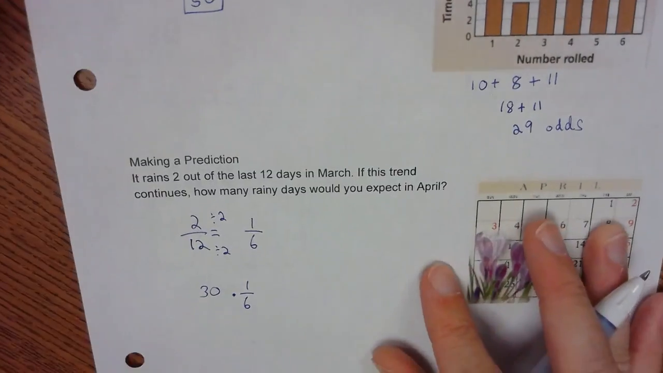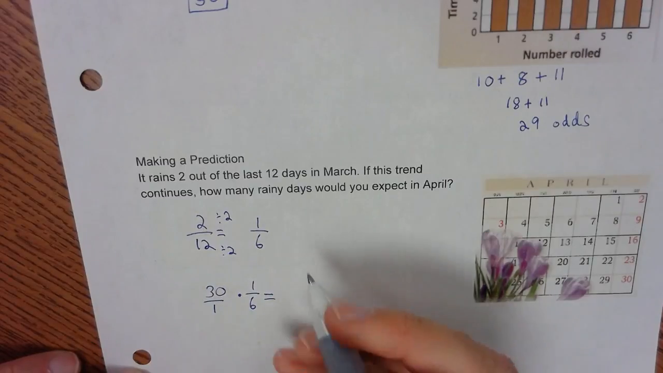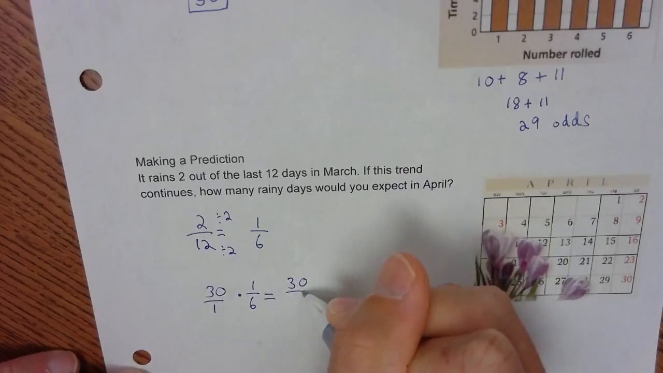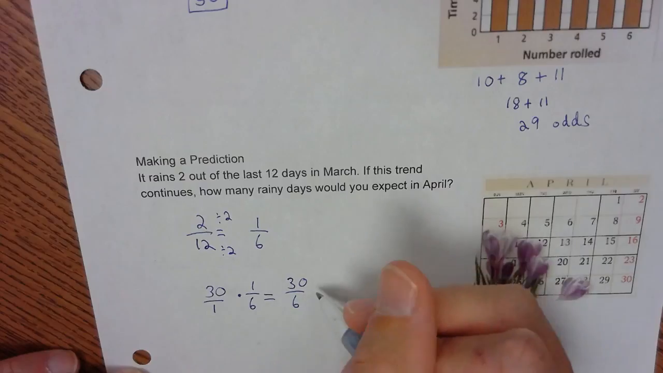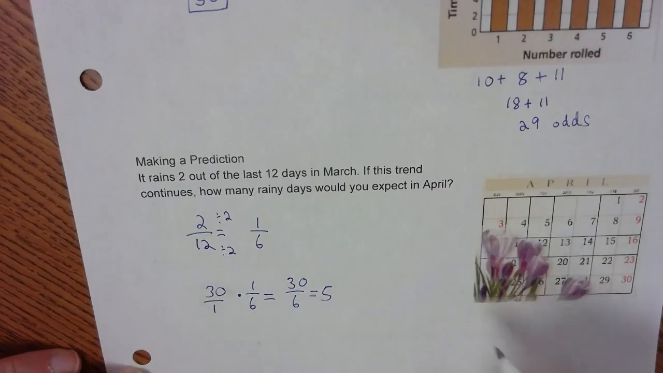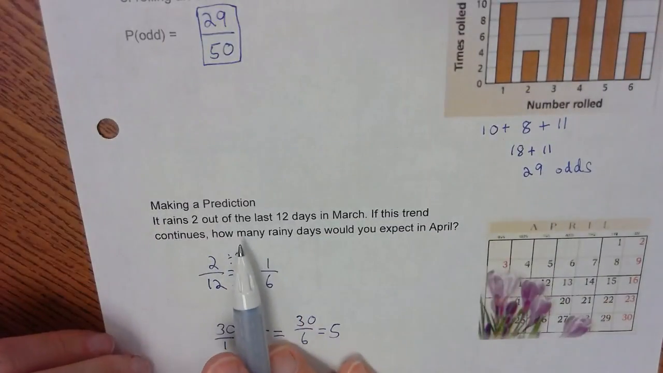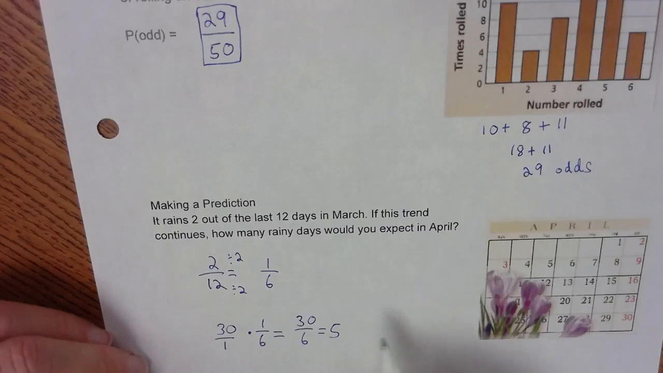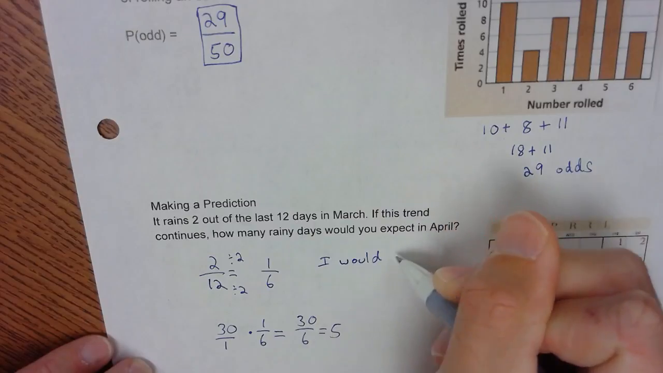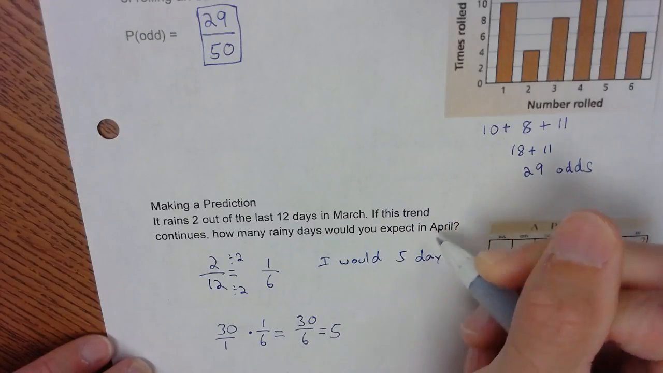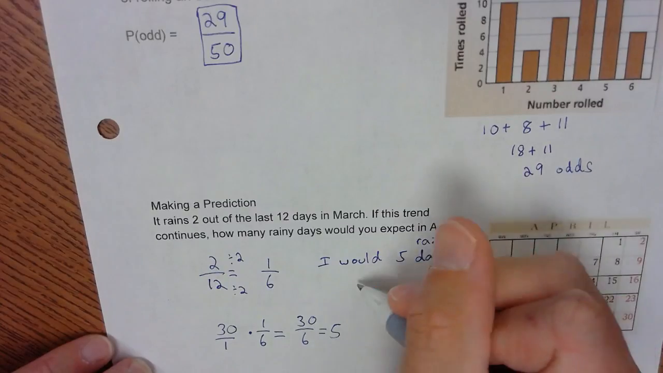Remember, to make 30 into a fraction, I'm going to put 30 over 1, and I'm going to multiply across. 30 times 1 is 30. 1 times 6 is 6. I'm left with a division problem. 30 divided by 6 gives me 5. In problem 1, I was okay with a fraction. But in question 2, it's asking how many rainy days you would expect in April. So I would expect 5 rainy days in April.